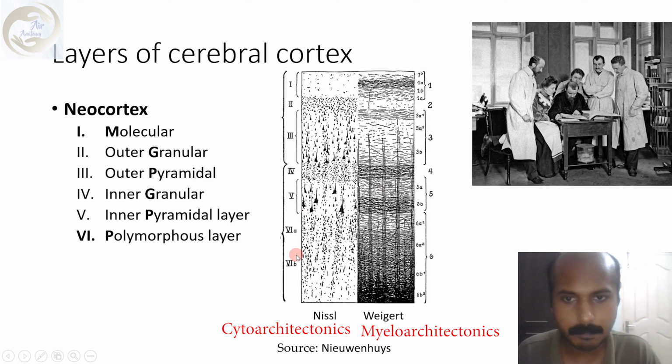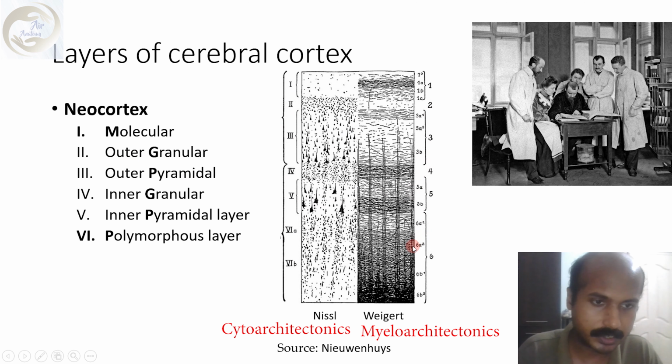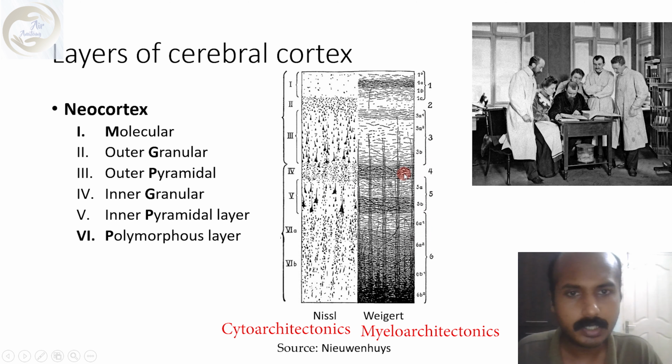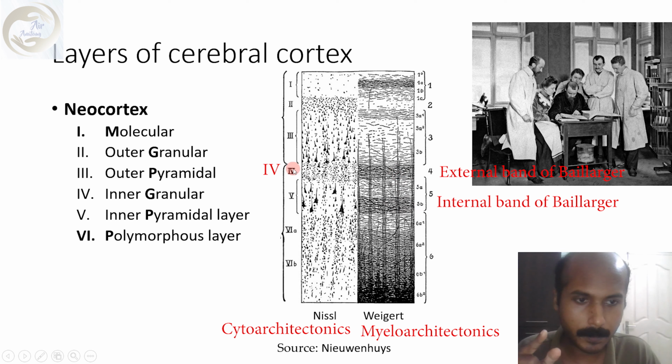The cytoarchitectonic map is classically described in Roman numerals. The myeloarchitectonic map, to avoid confusion, is written in Arabic numerals. But both of these are almost similar. So in the myeloarchitectonic map, I want you to know two important tangential fibers. They are the fibers present in layer number 4 and the fibers present in layer number 5. These are the external band of Baillarger and the internal band of Baillarger. The external band of Baillarger will be in layer number 4, and the internal band of Baillarger will be in layer number 5.